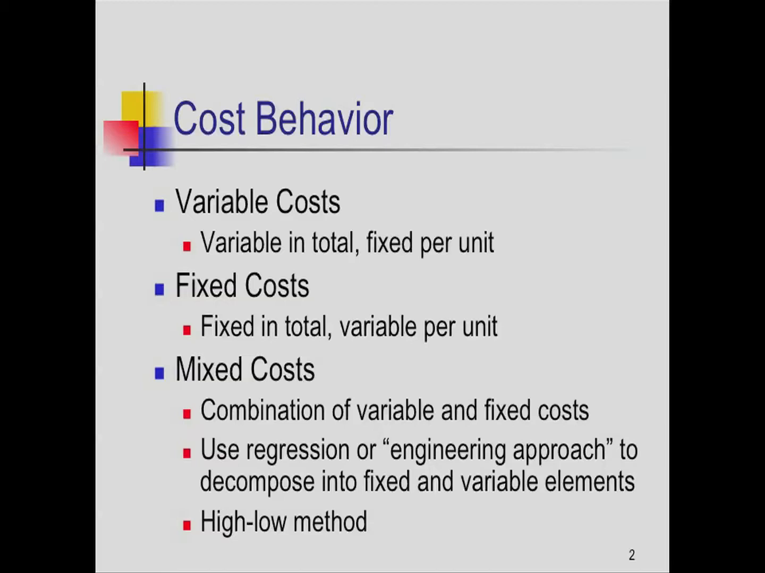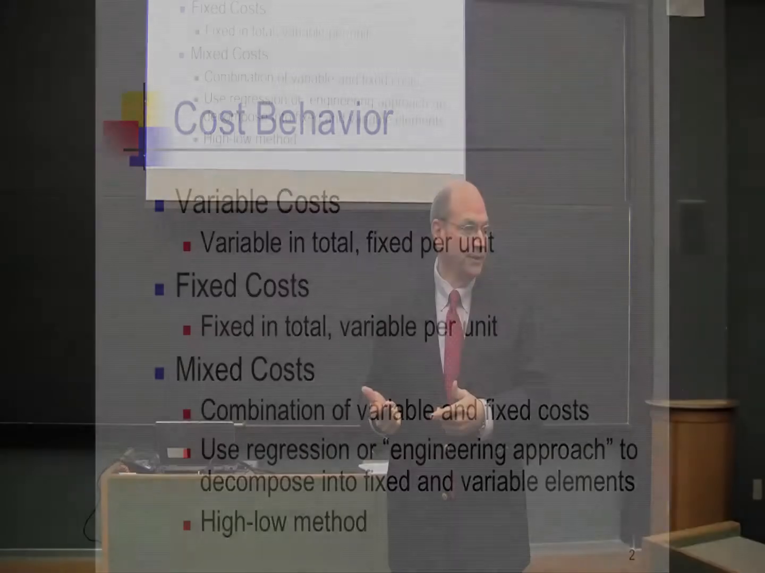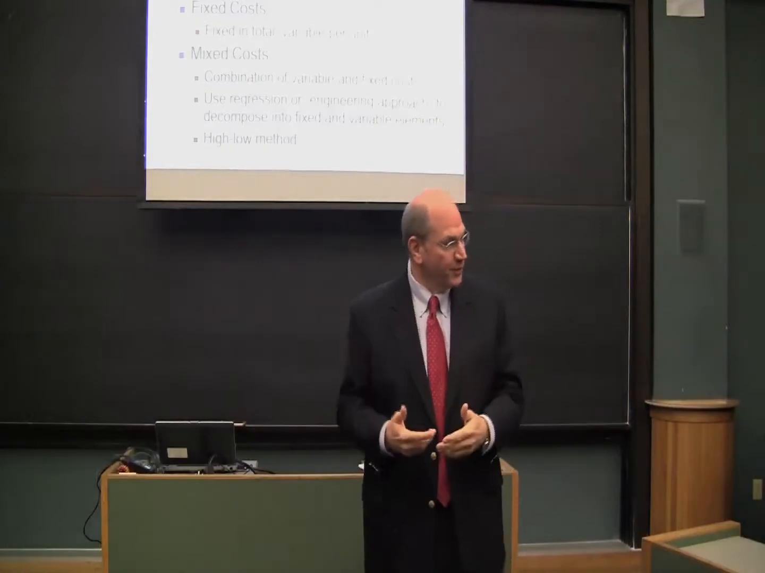But a lot of costs are neither fixed nor variable. Actually, they're both. The wheels on the bicycle are fixed per bicycle, variable in total. The cost of rent for the factory is fixed in total, but varies per unit.